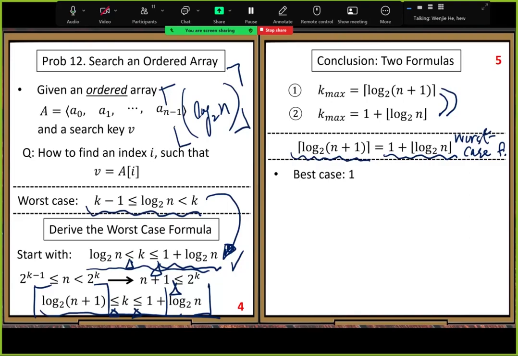Yeah, computer science people. If you ask any computer science people, what is the worst case number of comparisons for the binary search? You can try if they can give you the correct answer. Yeah, I believe 90% of those people cannot give you the correct answer.